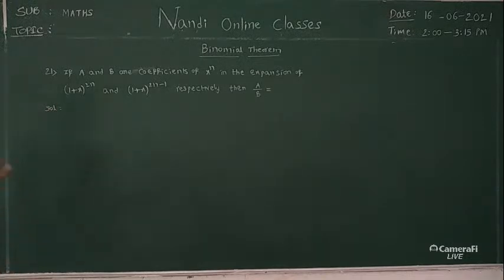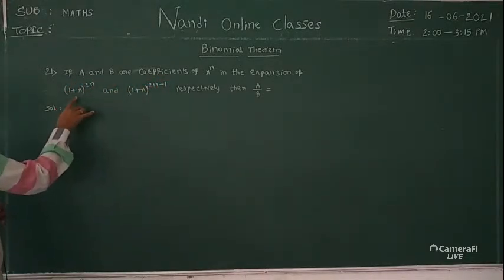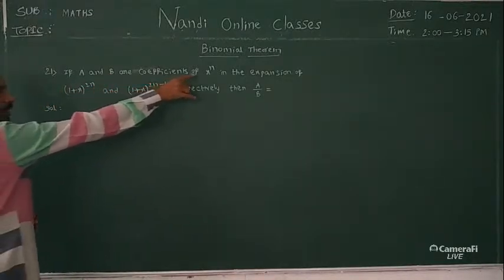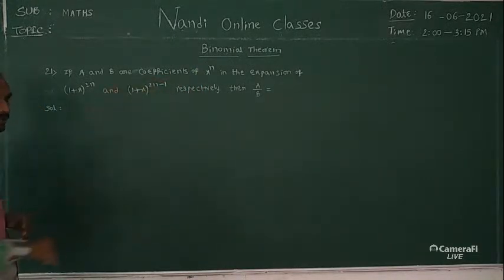If a and b are coefficients of x power n in the expansion of (1 plus x) whole power 2n and (1 plus x) whole power 2n minus 1 respectively, then a by b is equal to? What is a? Coefficient of x power n in (1 plus x) whole power 2n. What is b? Coefficient of x power n, same x power n, in (1 plus x) whole power 2n minus 1. I want the a by b value.